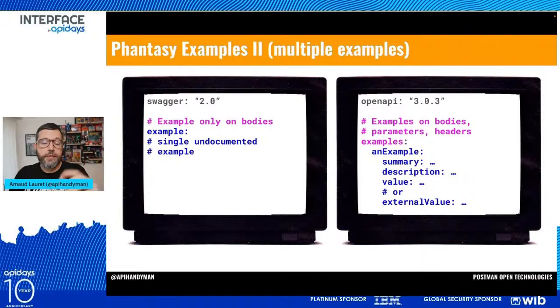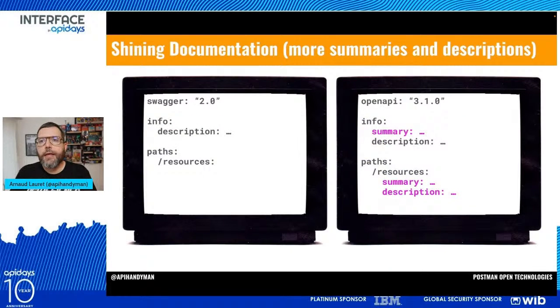Each example is identified by a specific key. You can have a summary, a description, a value, or an external value. So instead of putting the data inside the document, which can be a problem sometimes with certain types of data, you can provide a URL that points to an example document. Not a big improvement, but quite convenient.